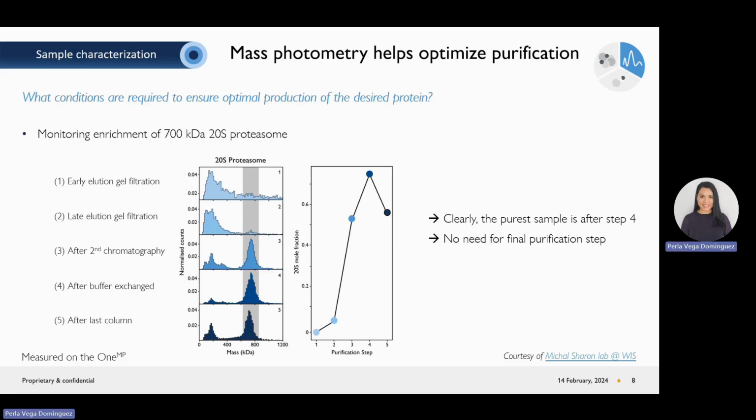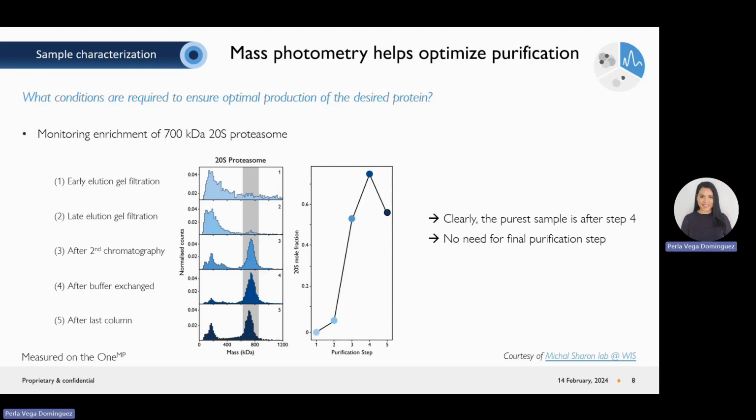This particular protein complex is rather large. It has a mass of 700 kilodalton, and in these histograms on the left, we can see how mass photometry was used to monitor the relative abundance of the 700 kilodalton mass range across different purification processes.